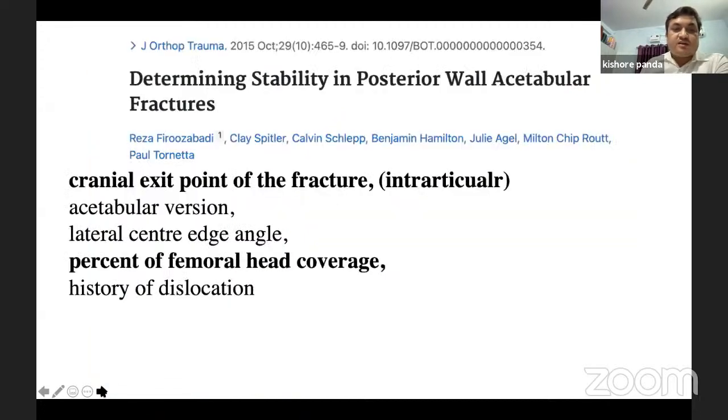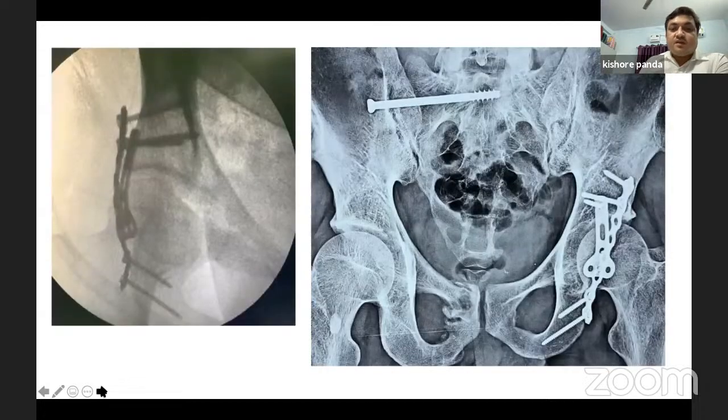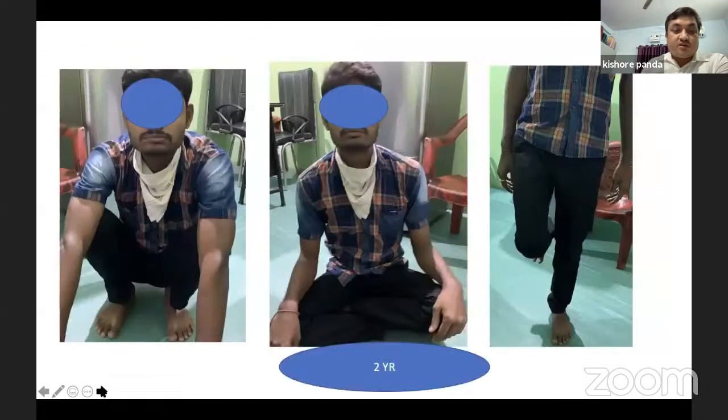So if you look at the literature, it is not the outer exit point. It is the intra-articular exit point of the fracture which makes the hip unstable. And another is the percent of femoral head coverage, and any history of dislocation makes the hip unstable. So this was fixed in this way. And now he's almost at 3-year follow-up, 2-year follow-up.